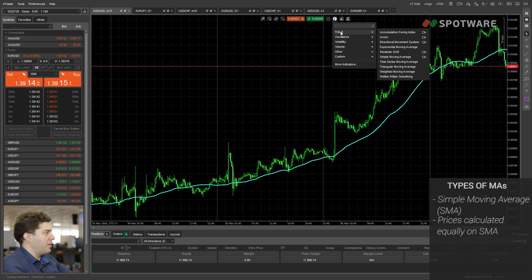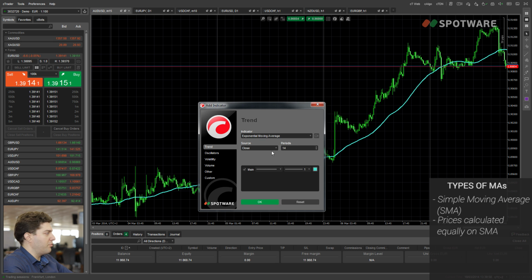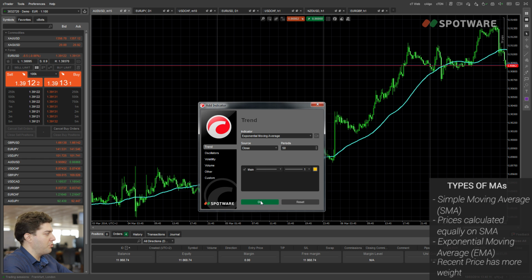The next popular indicator, the most popular moving average I would say, is the exponential moving average. What the exponential moving average does is use a formula in which the latest prices are given more weight when plotting this moving average. You're going to see that on the chart.